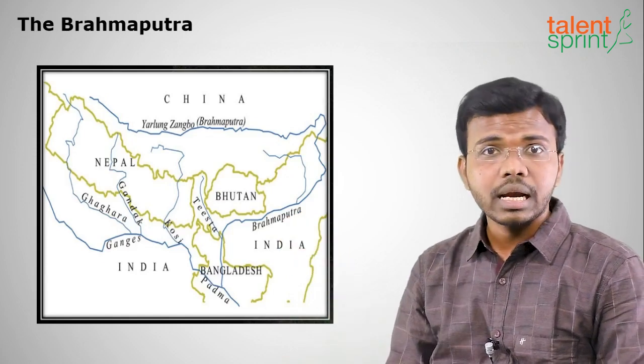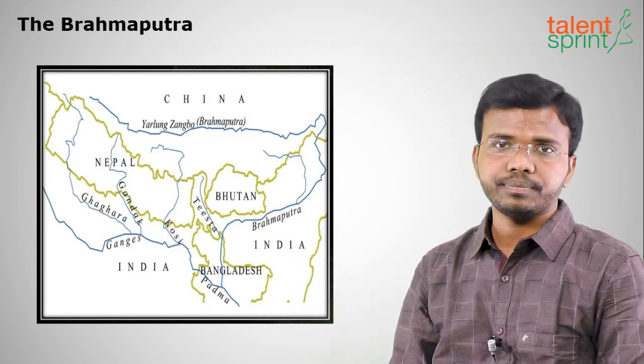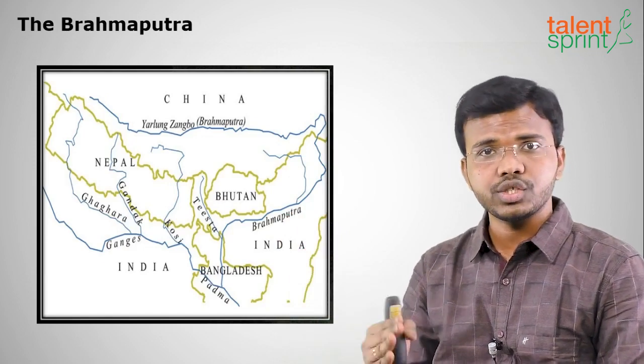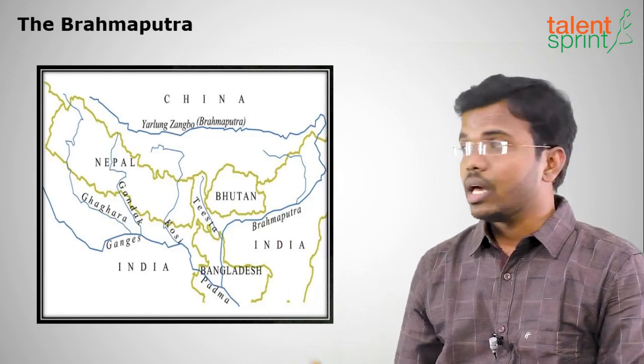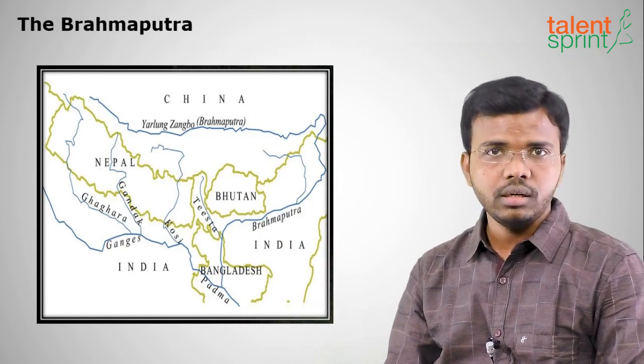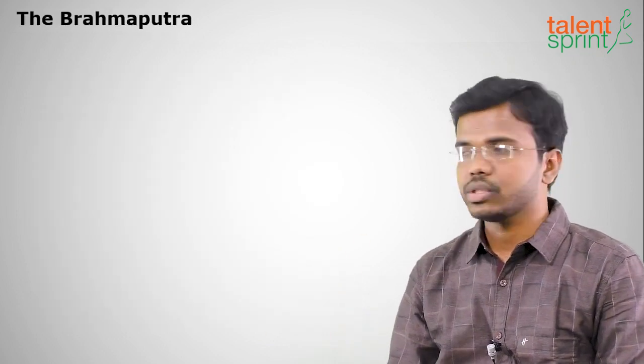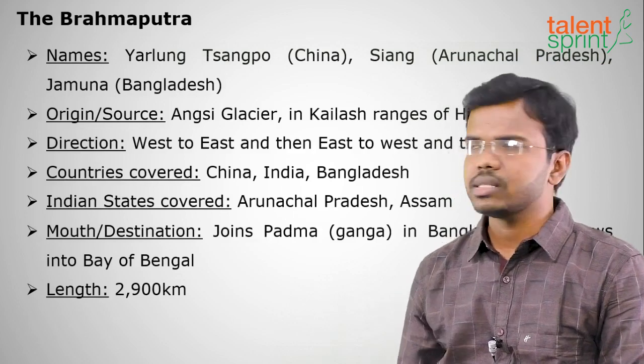Okay, it has different names. It is called Yarlung Tsangpo in China, and Siang in Arunachal Pradesh, Brahmaputra in Assam, and it is called Jamuna in Bangladesh. So about Brahmaputra, these are the names.